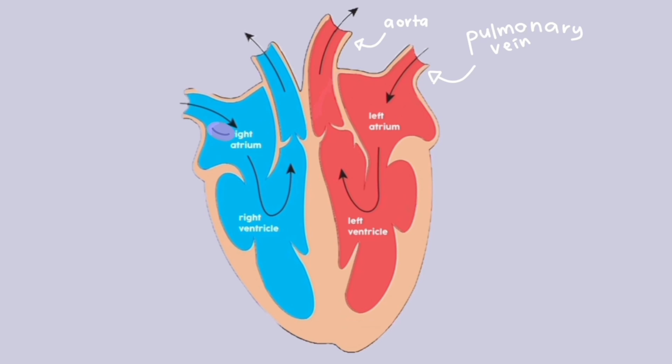The deoxygenated blood from the whole body enters the right atrium through the vena cava, which is divided into 2, superior and inferior. When the right atrium contracts, the blood is forced to flow into the right ventricle. When the right ventricle contracts, the blood is forced to flow out into the pulmonary artery to be carried to the lungs to be oxygenated.